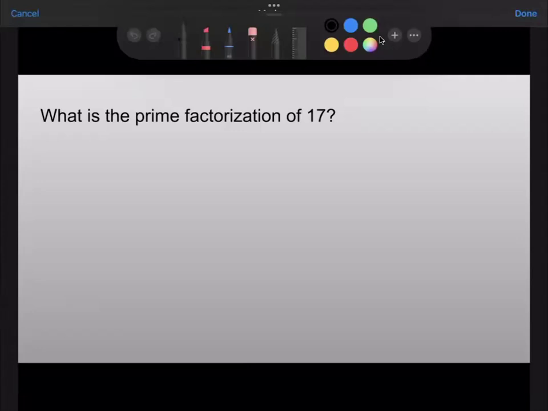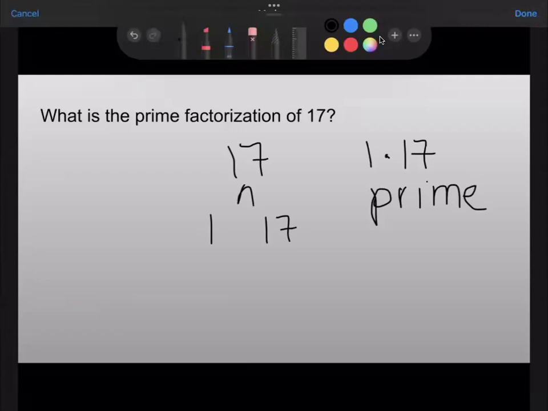Okay, here's our last practice problem for this video. What is the prime factorization of 17? Okay, so I'm going to write 17 here. And as I start to break it down, I can't think of any numbers besides 1 and 17 that multiply to make 17. So I can either break it down to 1 times 17 and then write that as my prime factorization, or I could just write prime. It's a prime number. It can't be broken down any further.